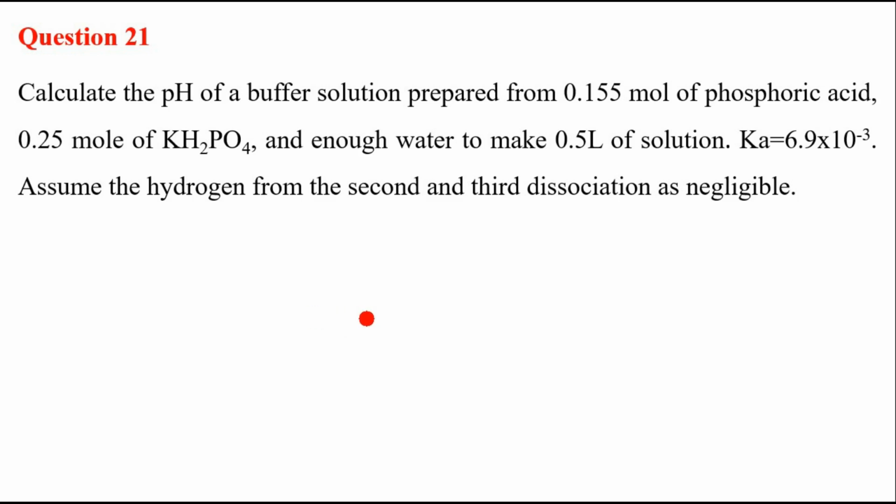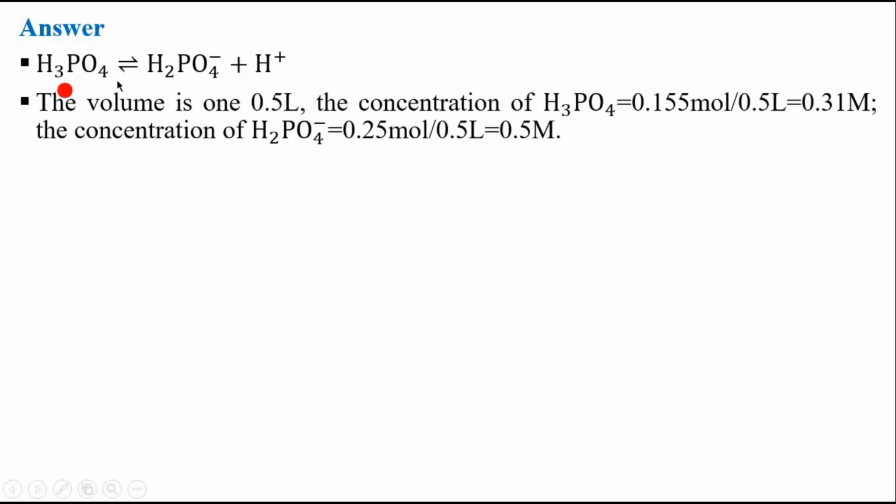They say to assume the hydrogen from secondary dissociation is negligible. That means the pH we determine is from the first dissociation of phosphoric acid, which means we need only the Ka1. That is what will happen in the first dissociation. The volume is 0.5 liter. Then we determine the molarity by taking the mole over the volume in liters. So here we get 0.5 mole per 0.5 liter, which is 0.5 molar.